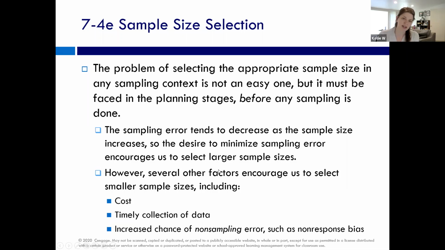If we're surveying 100 people versus 1,000 people, that's a significant increase in the time it would take to collect that data. And the more surveying you do, you actually increase the chance that you're going to have some kind of non-sampling error. So if you send out a survey to a really large number of people, it just increases the likelihood that a really large number of people aren't going to respond.